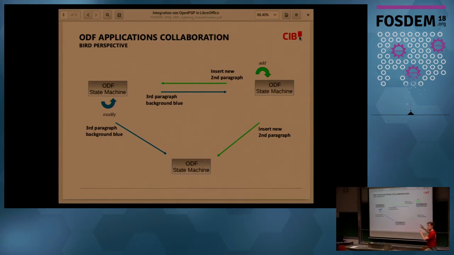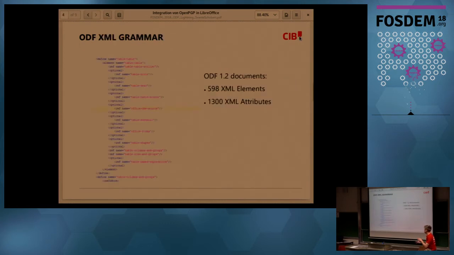Currently, we are not able to receive any of these high-level changes. We cannot receive XML snippets, because in the internal model we don't know anything about parts. We can only load everything and drop everything. So if we want to do collaboration, it is very important that LibreOffice learns to accept changes, these high-level fused changes. I'm currently working on this. The ODF XML grammar is a nightmare. It's a very huge text file with a lot of XML nodes.